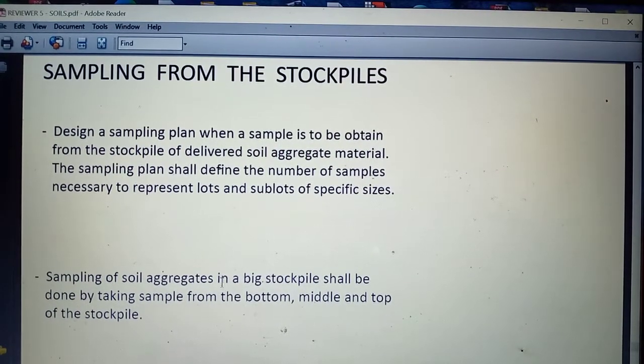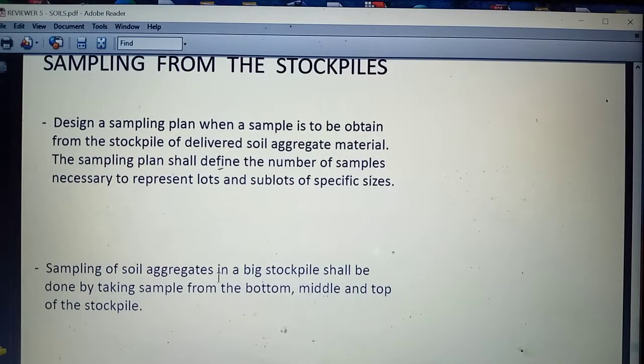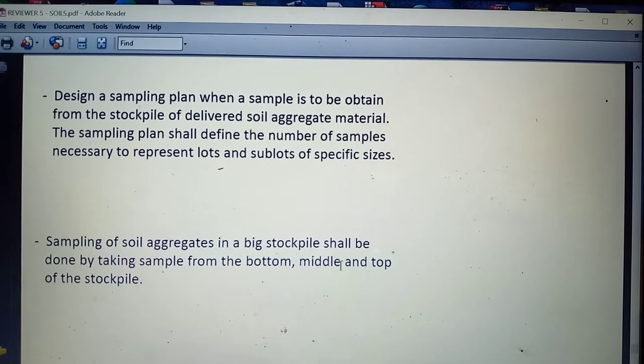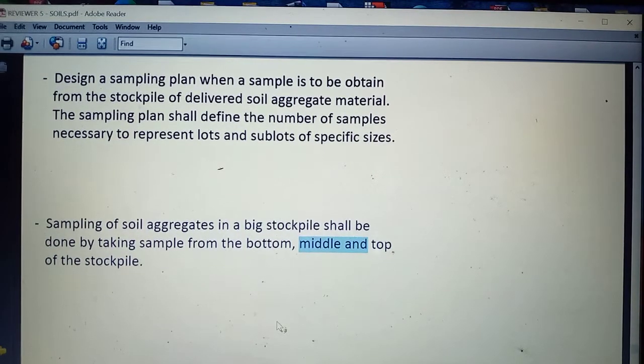Okay. Then, sampling of soil aggregates in a big stockpile shall be done by taking samples from the bottom, middle, and top of the stockpile. So, dapat kumuha ka ng sample sa ibaba, doon sa gitna, at doon sa top.